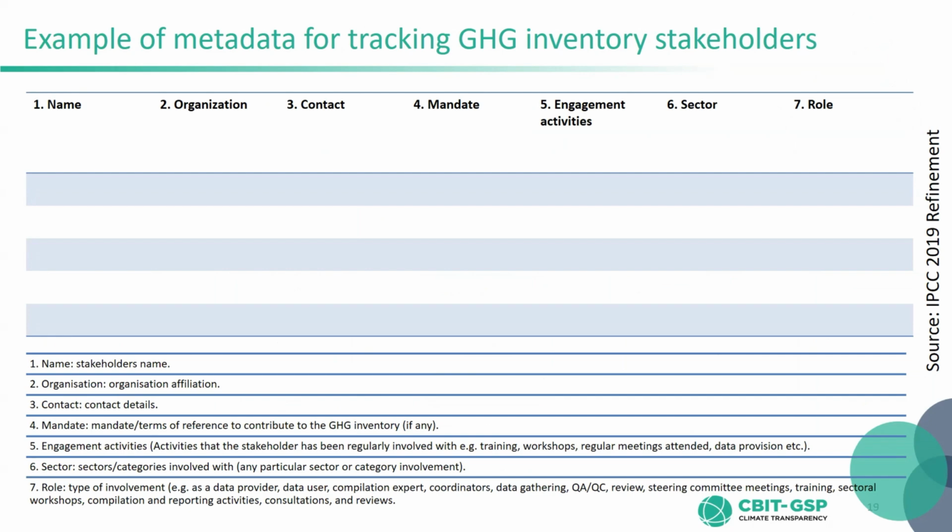As you can see here, according to the IPCC guidelines of 2019, here is a table example that we can use for this purpose. For example, the name of the focal points, organization, contacts, mandates, engagement activities, sector, role, etc. It's very important to have this kind of sheet for each of our stakeholders.